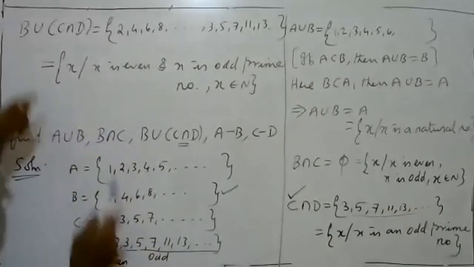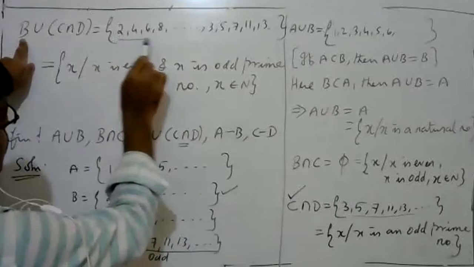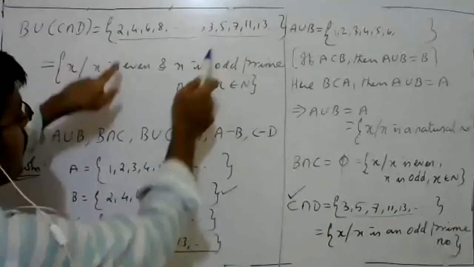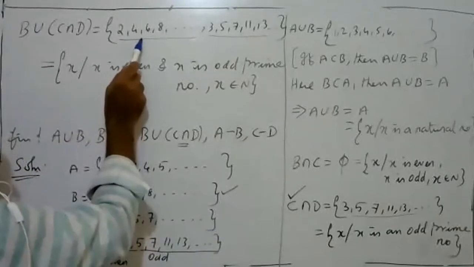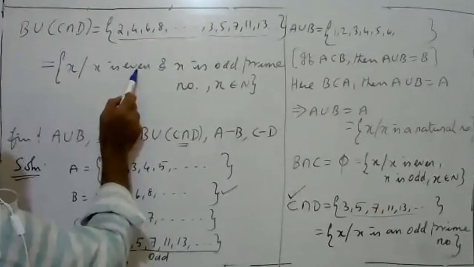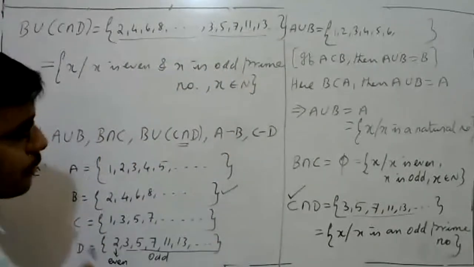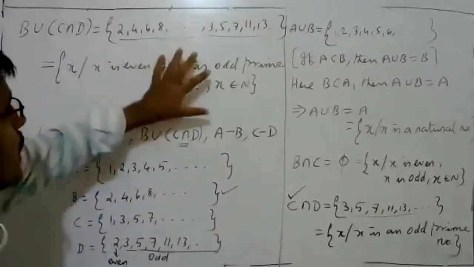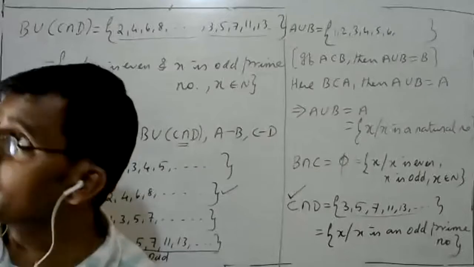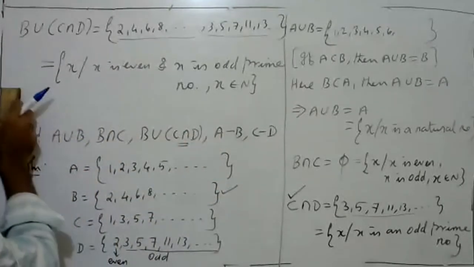Right. Now I am going to take the union of B and C intersection D. Take all the elements of B and all the elements of C intersection D, but we have to write it in roster form. What is roster form? This set represents x is an even natural number. This set represents x is an odd prime number and x belongs to N. Is it okay? So this entire set represents B union C intersection D.